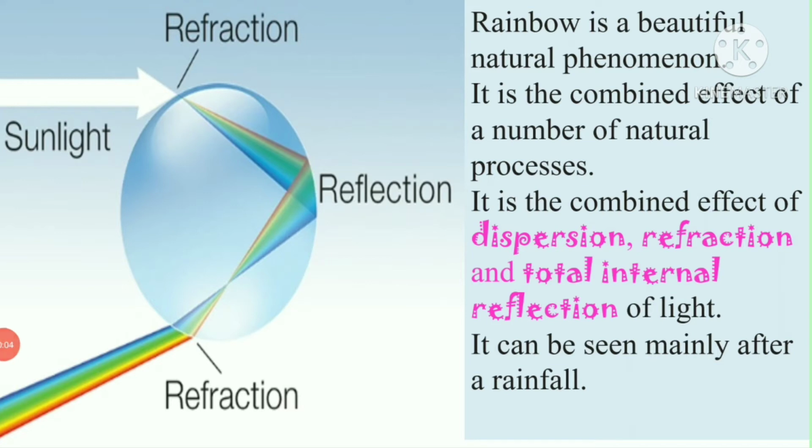Rainbow is a beautiful natural phenomenon. It is the combined effect of a number of natural processes. It is the combined effect of dispersion, refraction, and total internal reflection of light. It can be seen mainly after a rainfall.